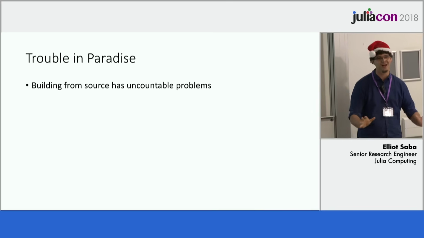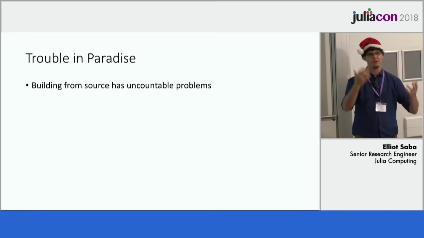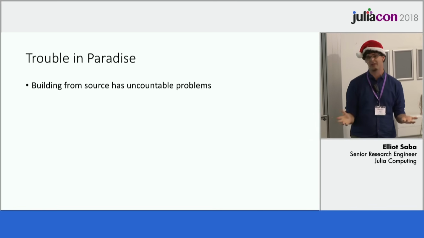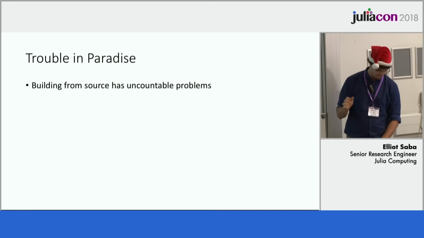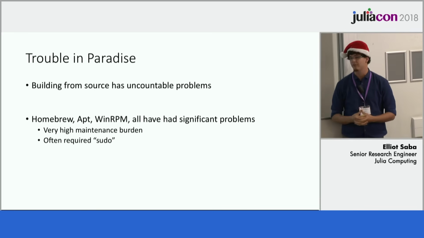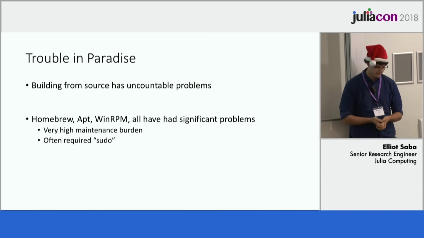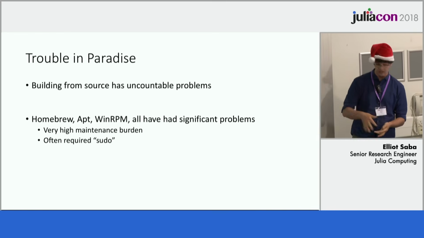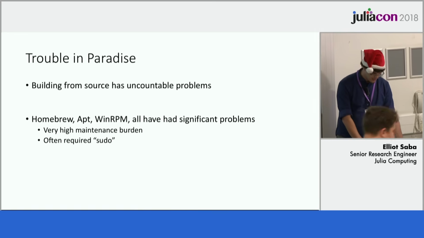Building from source has uncountable problems. It's awful. I'm sure you guys have done something where you try to download a package, it tries to build it on your computer, and it breaks for some reason. It starts yelling at you about gfortran, missing symbols or something like that, and it's pretty awful. Even Homebrew, apt, WinRPM, these things have all had significant problems throughout the years. And indeed, the maintenance burden has been much higher than we ever expected. It also often requires sudo and such, and we'd really like to avoid that.